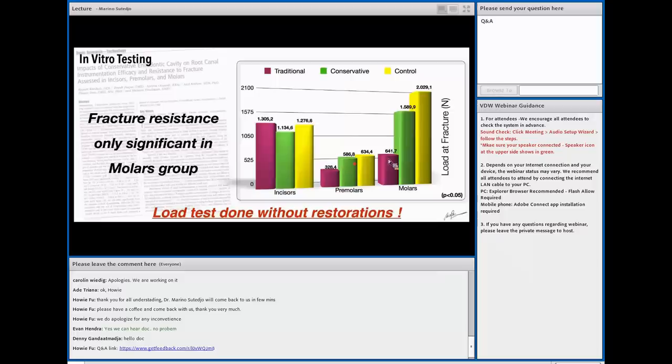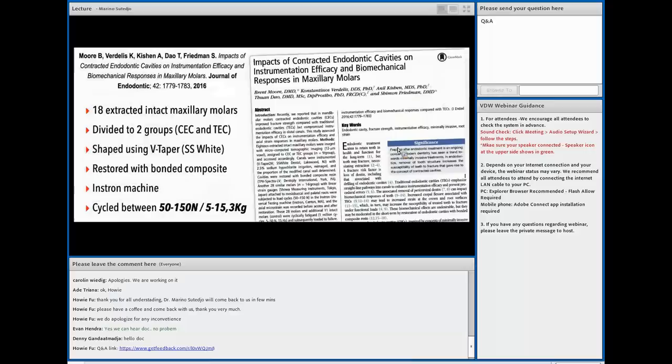But let's not forget, if you can see here, the conservative in molars, it means that the traditional has a fracture of 641.7 Newton. That's a pretty high number. And if we are replicating our occlusal forces, our chewing activity, usually we do not chew that hard, because if we chew, usually it happens in cycles.